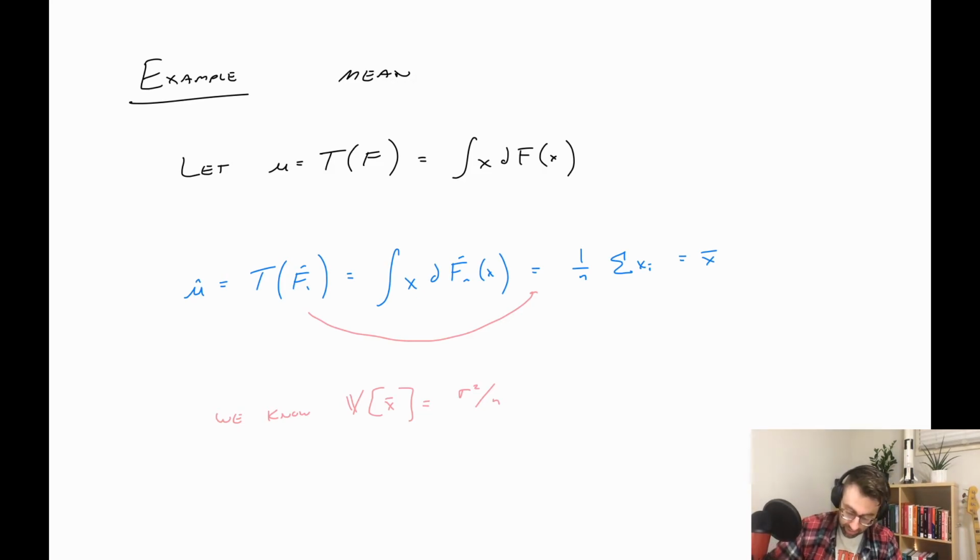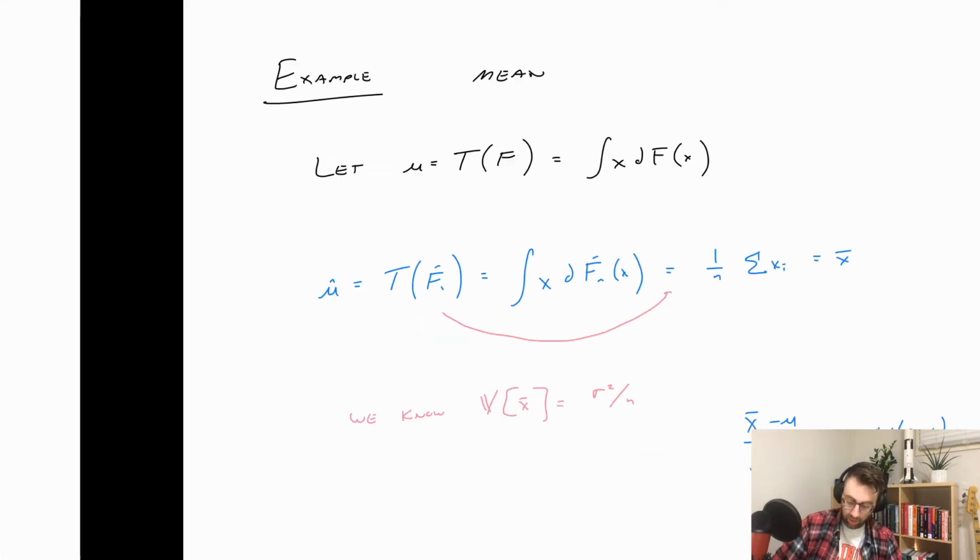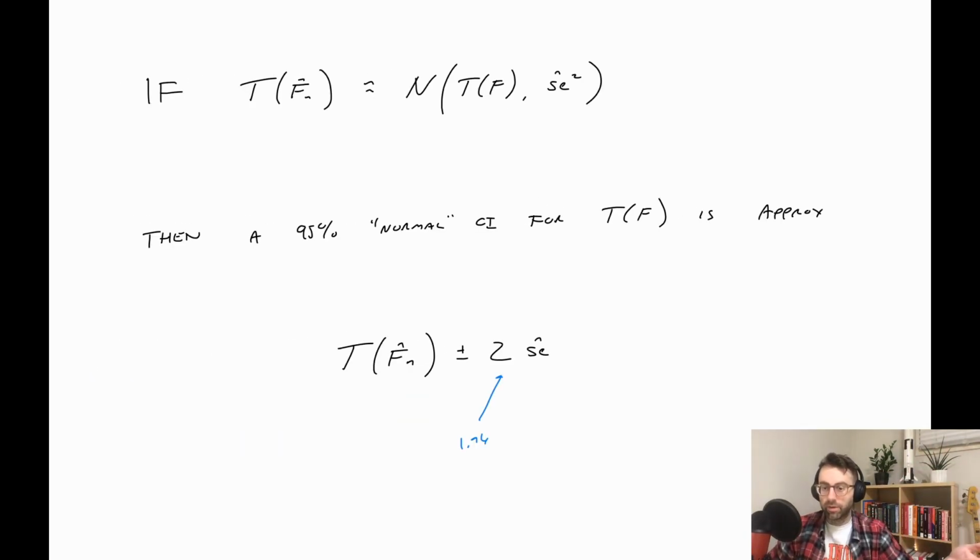So that means that something like x bar minus mu divided by the square root of sigma squared hat over n, in other words, the standard error, this thing is approximately normal 0, 1. So we could use that to make a confidence interval here.